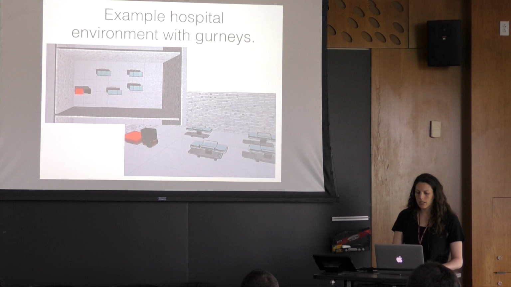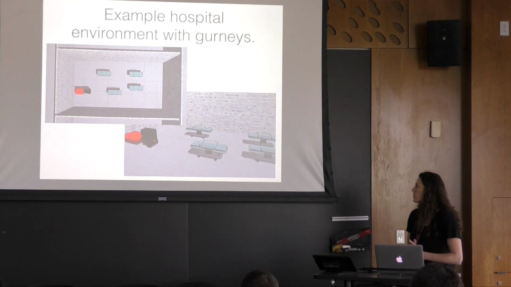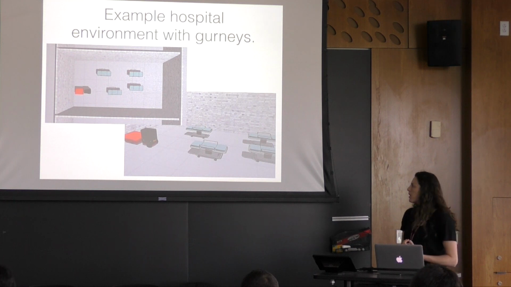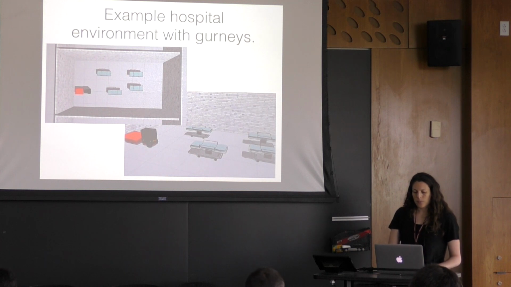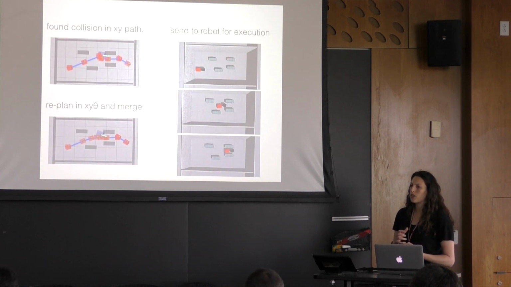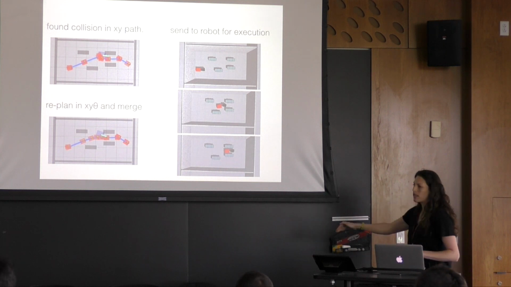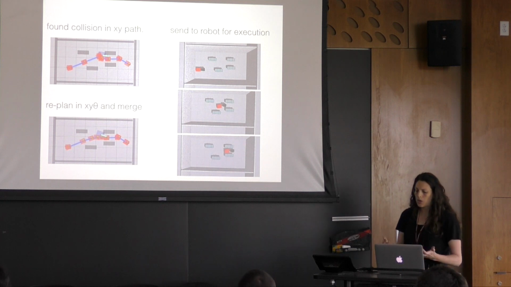So the environment that we were working with was to try to simulate some of the things for the hospital case. Here we have a bunch of different gurneys that are kind of close together. For a very simple example, in this case a collision was found once the robot was rounding the corner that was not seen in the lowest path, and then it was replanned in XY theta to smooth it out. Once it's sent to the robot for execution, on the right side is the robot in the Gazebo simulator following that path through.